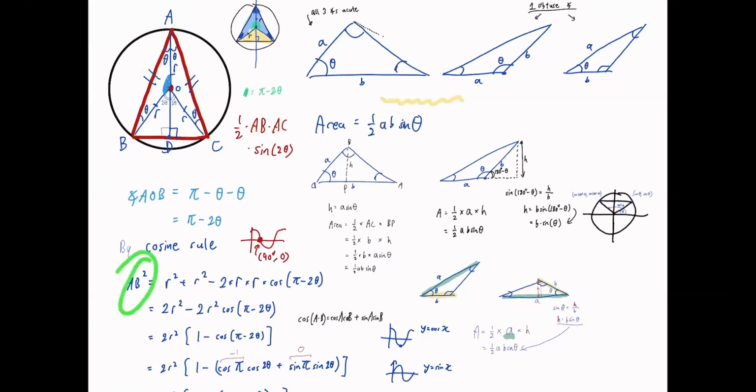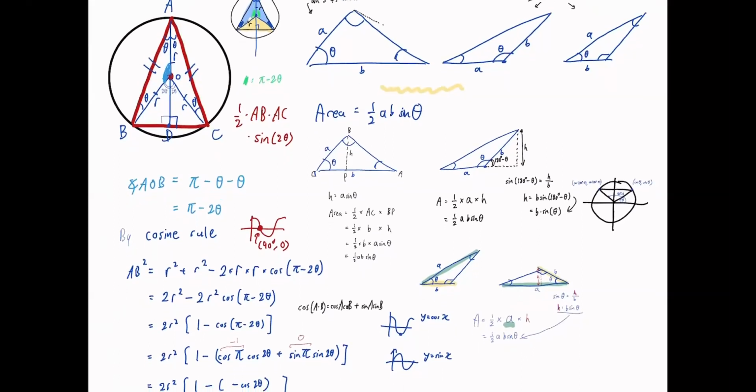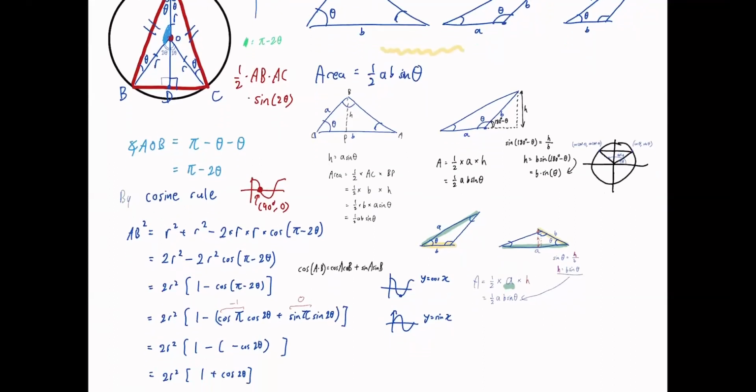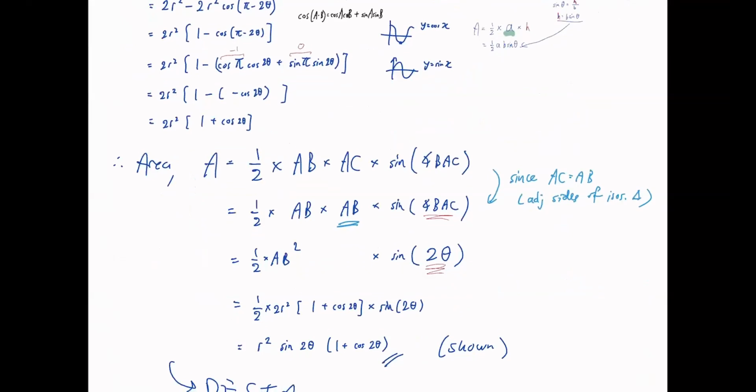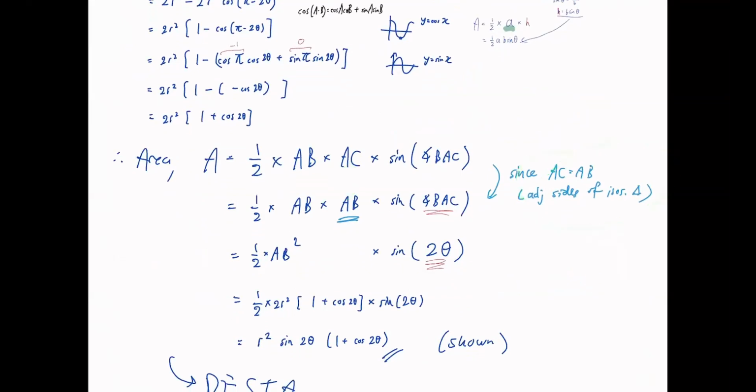So it's the same as AB squared, which is, if I showed the working somewhere, over here. AB times AC is the same as AB times AB, because AC and AB are equal in an isosceles triangle. Adjacent sides of an isosceles triangle are equal. So AB times AB becomes AB squared. The included angle is 2 theta. In this case, you get half AB squared times sine 2 theta. AB squared you substitute with what you just found. Oh, just nice, there's a half because of the formula. Half times 2 cancel away. You're left with what they want.